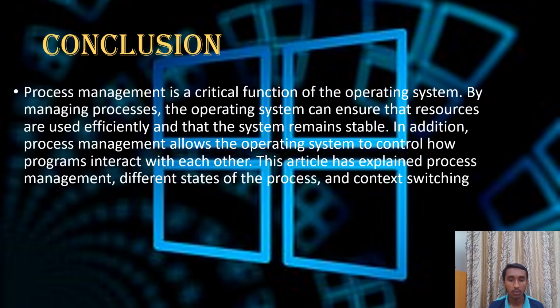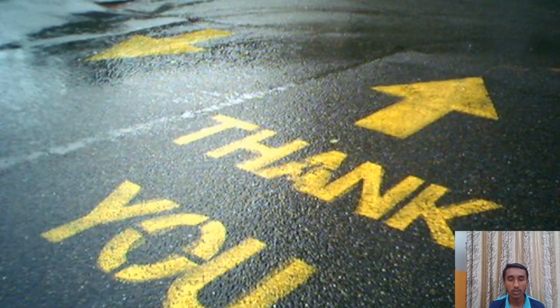At last, we come to the conclusion. From this we can conclude that process management is a critical function of an operating system. By managing processes, the operating system can ensure that the resources are used efficiently and the system remains stable. In addition, process management allows the operating system to control how programs interact with each other. This presentation has explained process management, the different states of a process, and context switching.